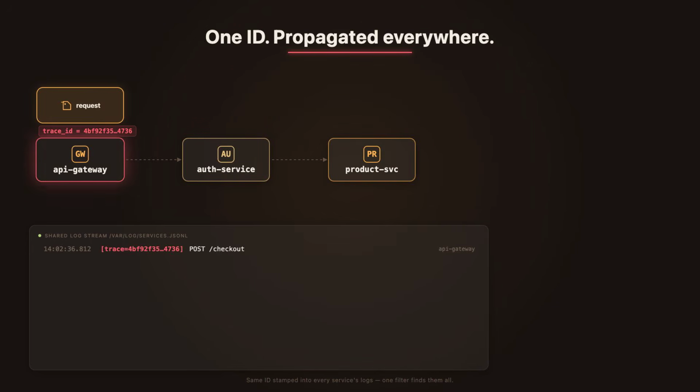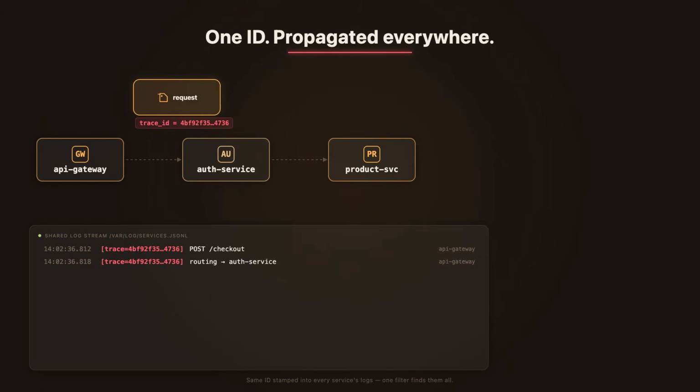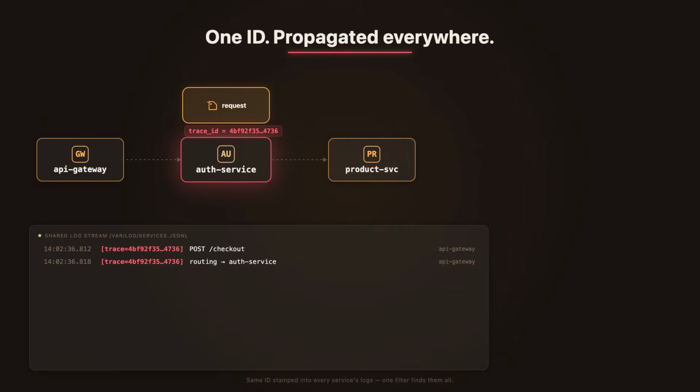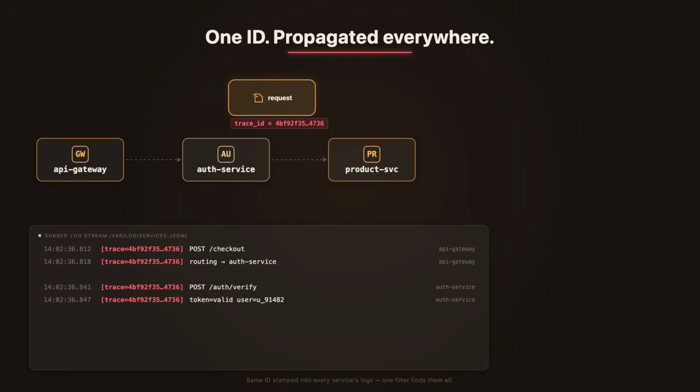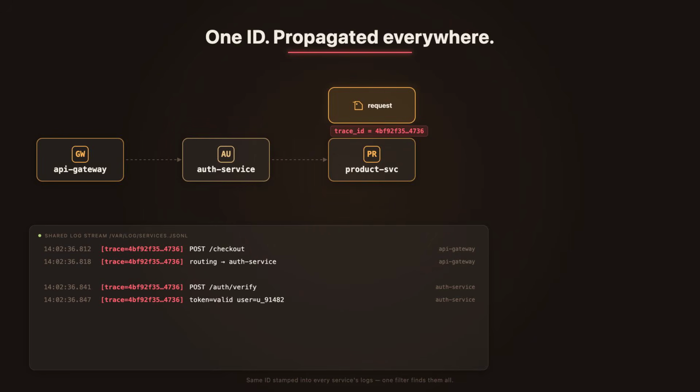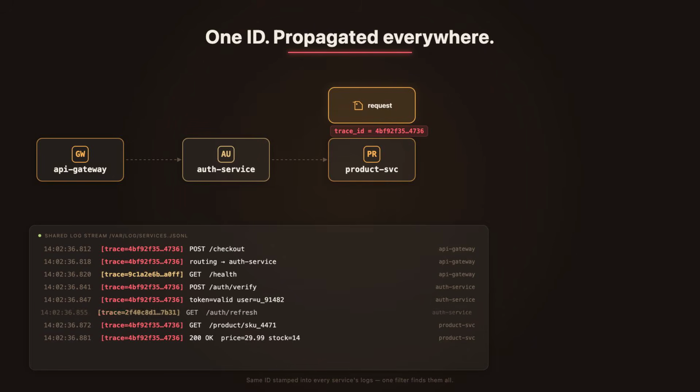That ID is attached to the request like a luggage tag. Every downstream service call carries the tag forward. When the gateway calls authentication, the tag goes with it. When authentication calls the product service, same tag. Every service writes its log lines with the trace ID included. Now the magic happens on the way out.